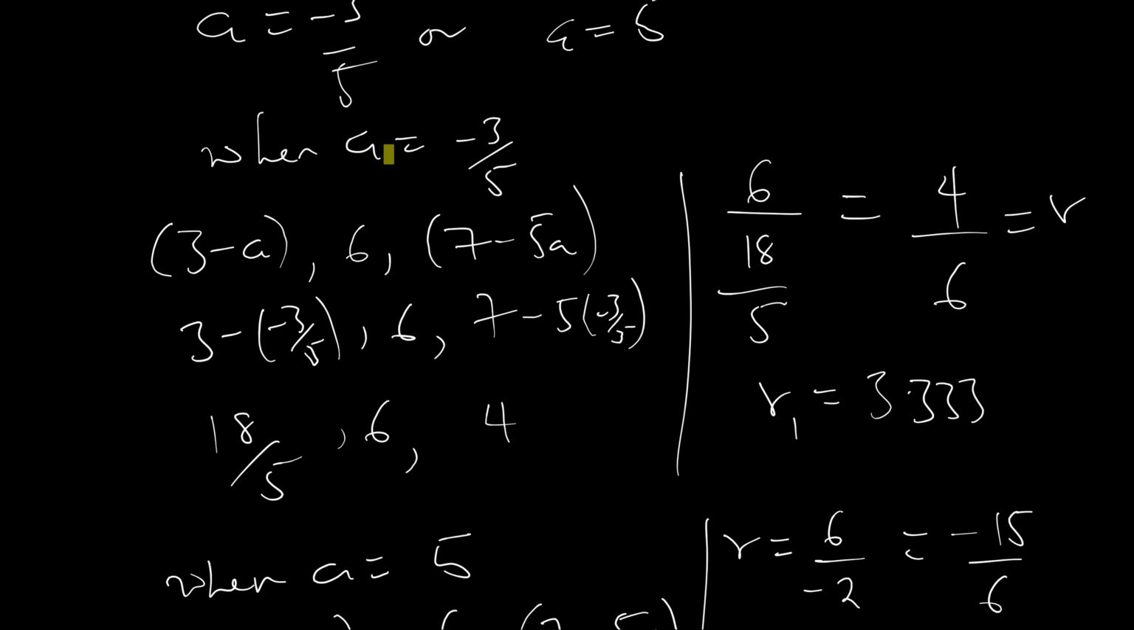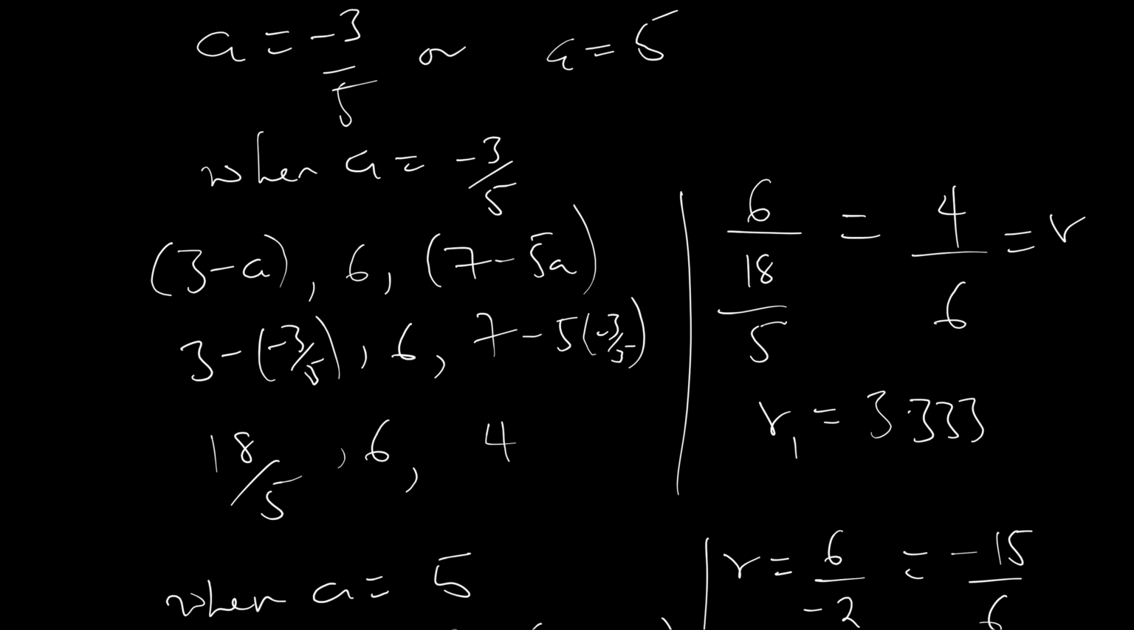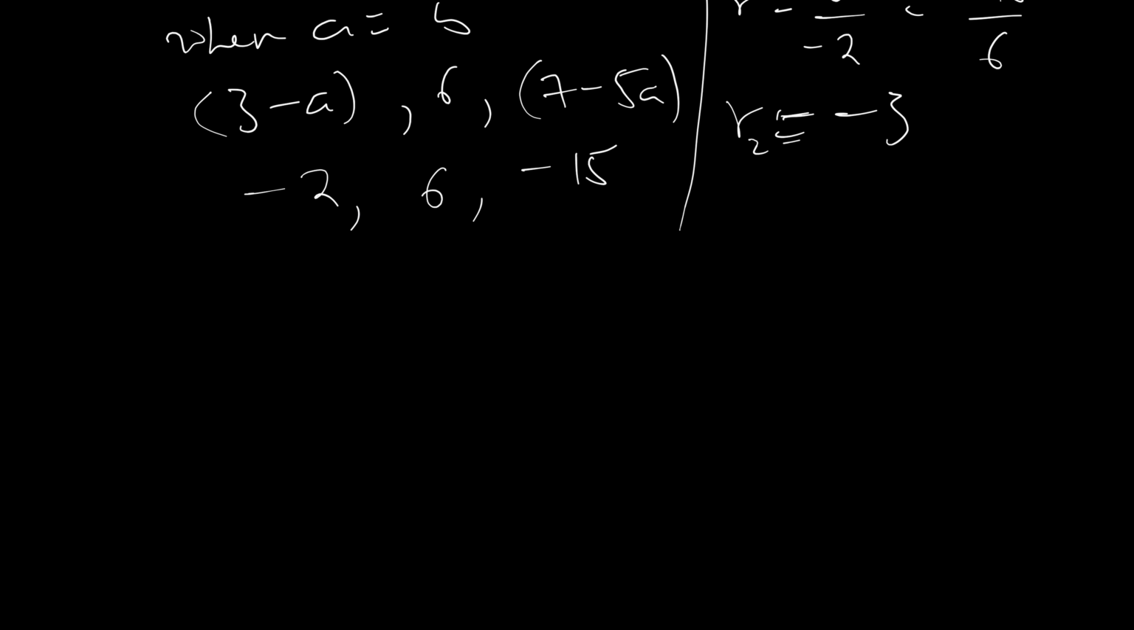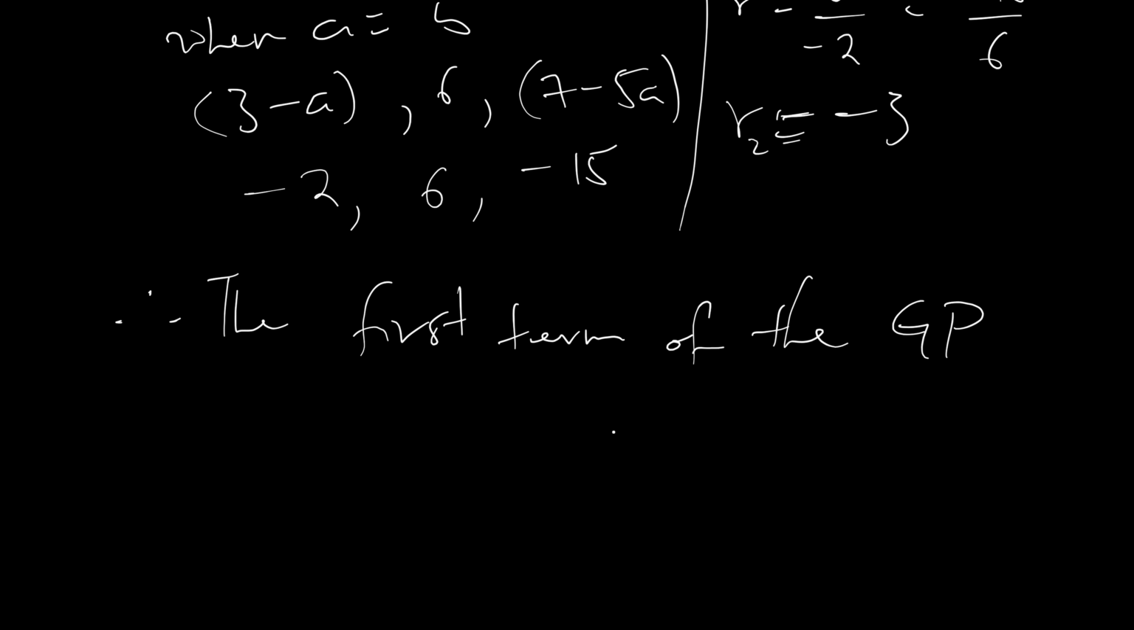So when a is equal to negative 3 over 5, our R is greater than 0, which is 3.333. So then our a will be negative 3 over 5. So therefore, the first term of the geometric progression is negative 3 over 5. So this brings us to the end of question 10. In our next video, we'll be solving question 11 of the 2019 WASSCE Core Maths Theory questions.